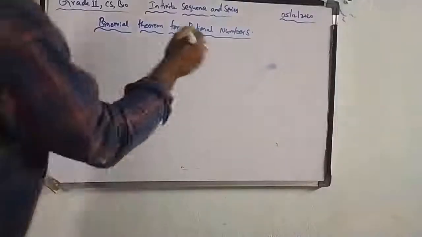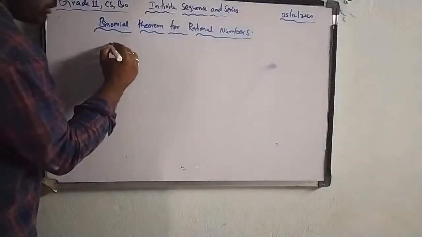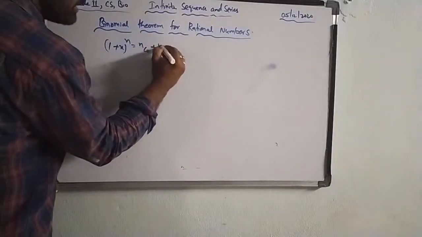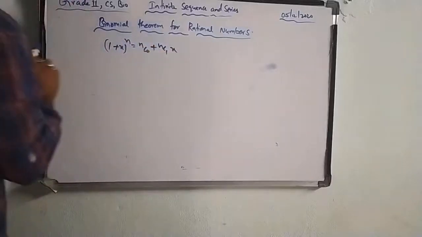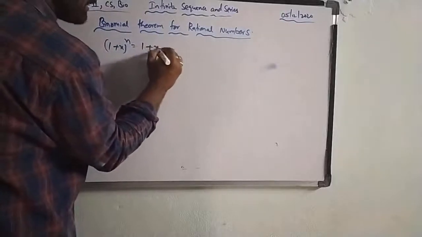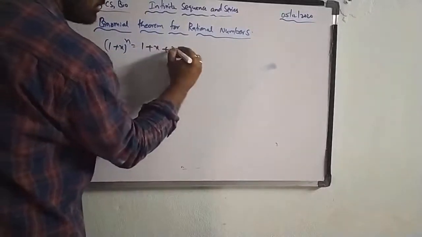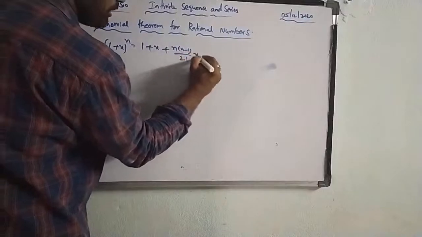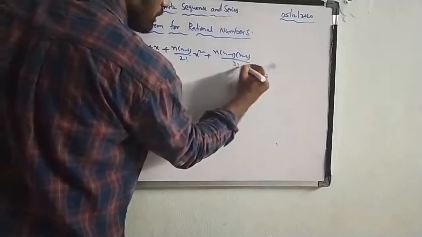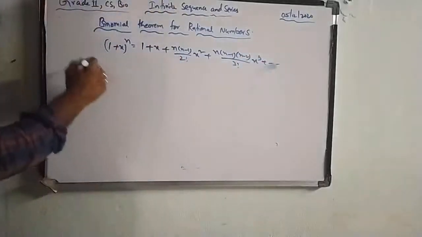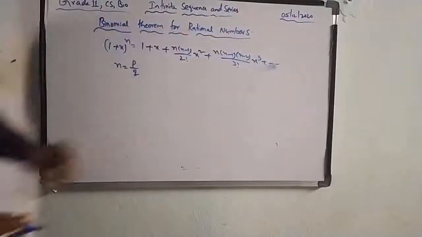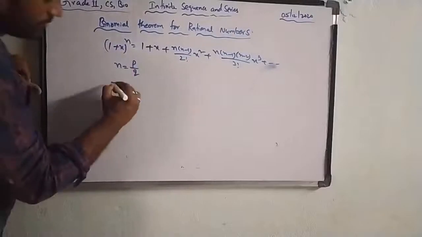Next, binomial theorem for rational numbers, as we have already learned. (1 plus x) whole power n is nC0 plus nC1 x. So we have the formula like this, already derived: 1 plus nx plus n into (n minus 1) by 2 factorial into x square plus n into (n minus 1) into (n minus 2) by 3 factorial into x cube plus so on. Now in place of n I am going to substitute p by q. Why? Because our question is about rational numbers. So in place of n let us substitute p by q.